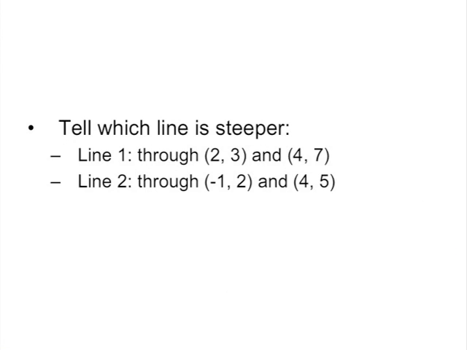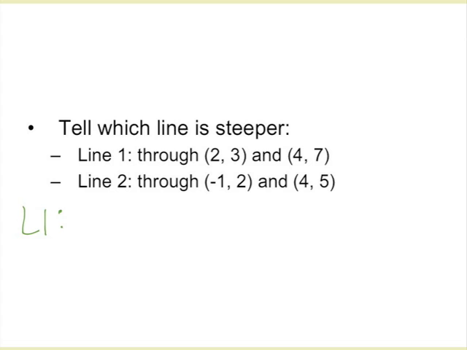Here we're asked to tell which line is steeper. A steeper slope will be a larger absolute value. So if I have a positive answer and a negative answer, I don't really care about positive and negative. I don't care whether the line is rising or falling, but which number has the bigger value. So what we need to do is find the slope for each line and compare them.